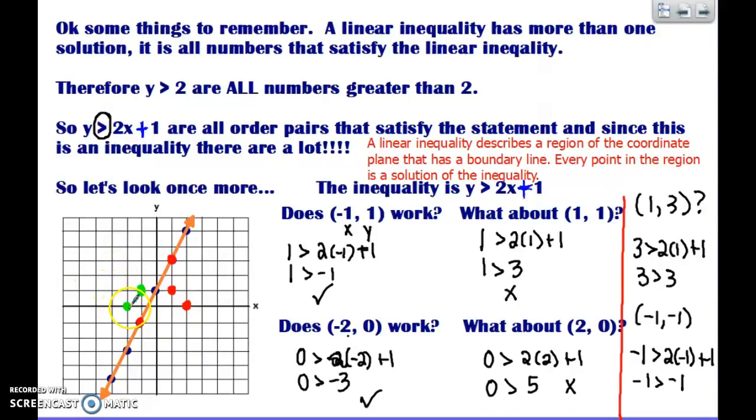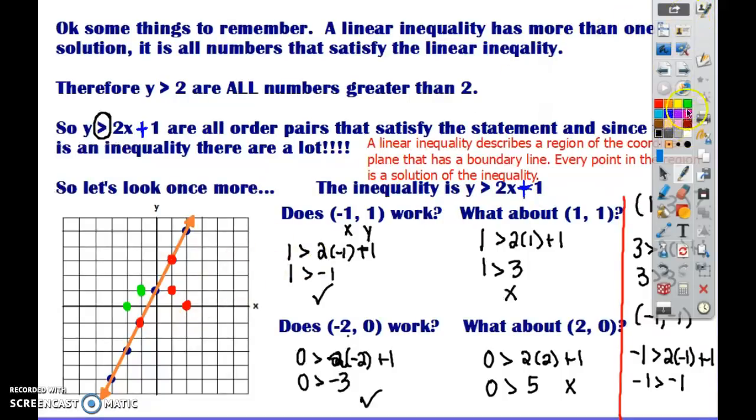Let's do some mental math real quick. Let's use negative 3, 0 because it's real easy. So we're saying 0 is greater than negative 3 times 2, which is negative 6. Negative 6 plus 1 is negative 5. 0 is greater than negative 5. It works. Let's try another point, negative 2, 3. So 3 is greater than 2 times negative 2, which is negative 4. Negative 4 plus 1 is negative 3. 3 is greater than negative 3.